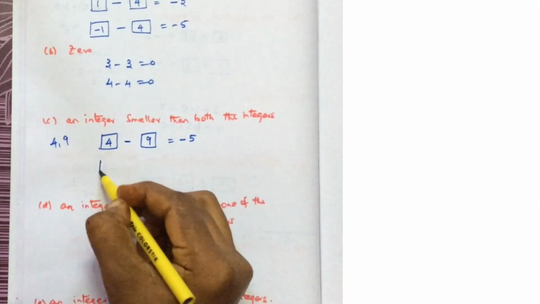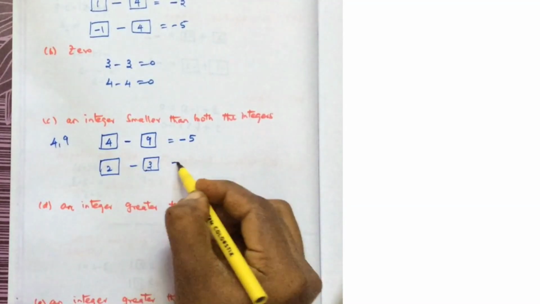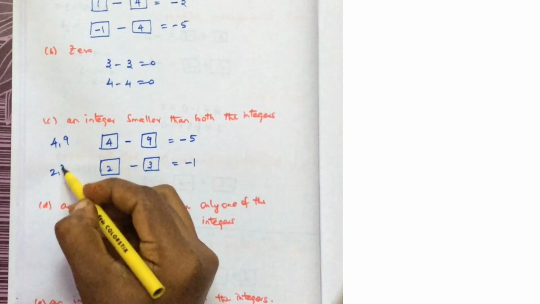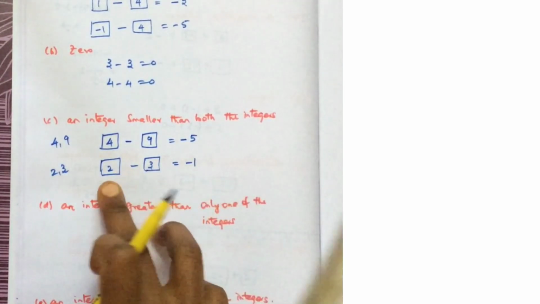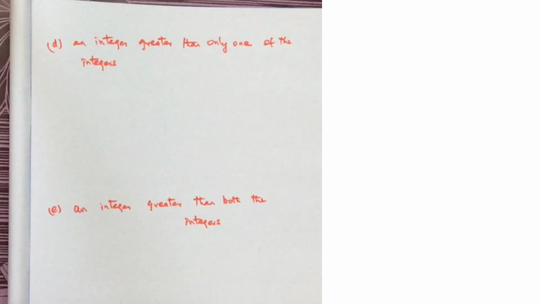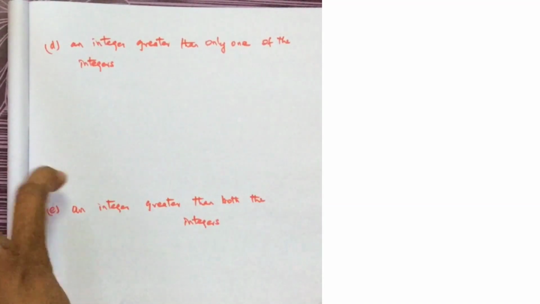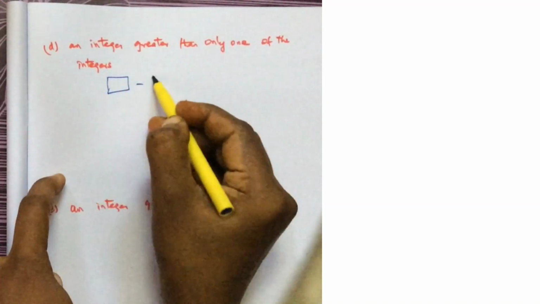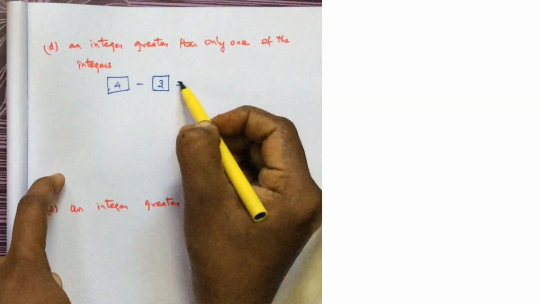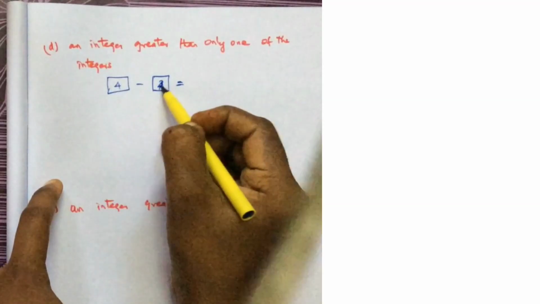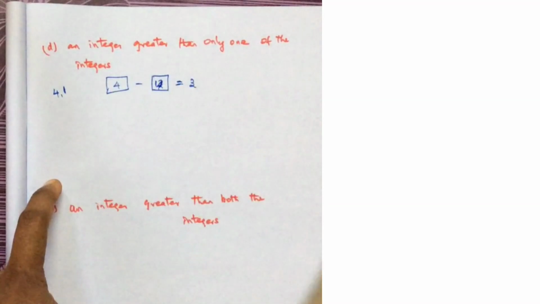The next example is 2 and 3, the difference is minus 1. So 2 is smaller, so minus 1 is less than 2, minus 1 is less than 3. Next is an integer greater than only one of the integers. So the difference, that is equal to 4, 3. We can see 4, you can have 1, 3 here. So the integers are 4, 1. Okay.